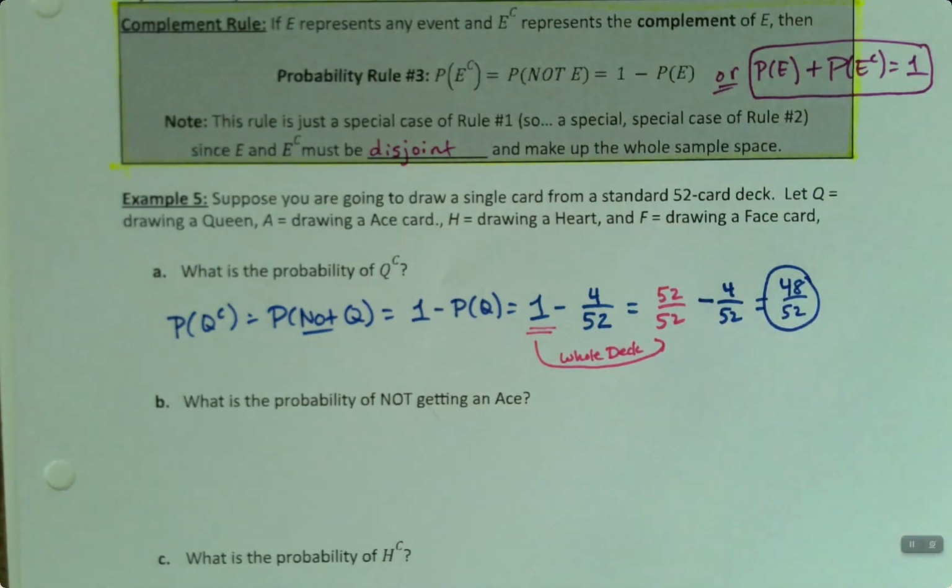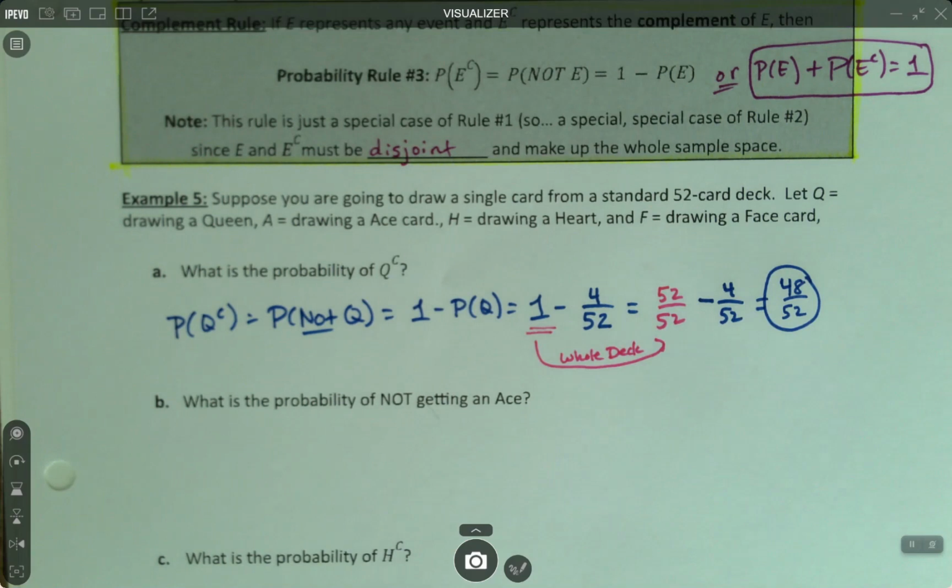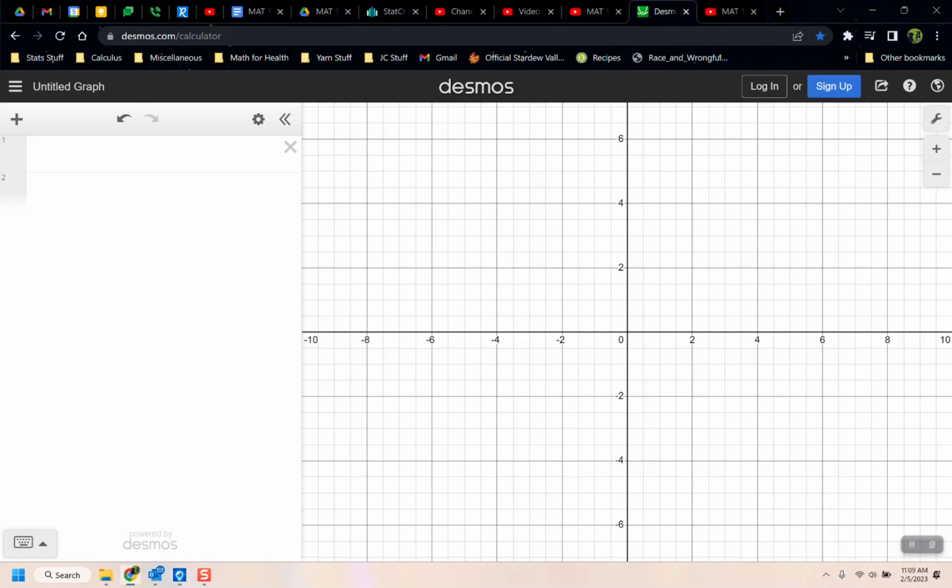I can prove that to you several ways, but let me grab Desmos. If I just say 52 take away 48, sure enough it's 4. If I say 1 take away 48 out of 52, it looks different because it's a decimal. If you click the little fraction button over here, it turns into a reduced fraction. And you might be thinking, oh no, that's not the same thing at all. Oops, 4 out of 52, not 48. There we go. So it's 12 out of 13.